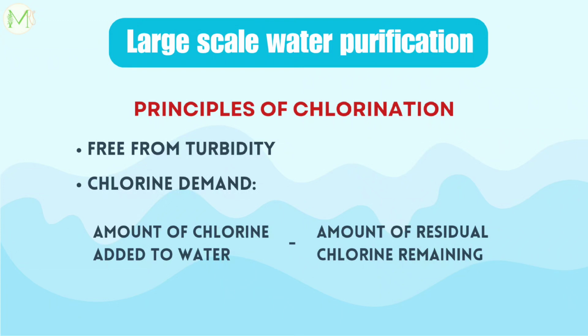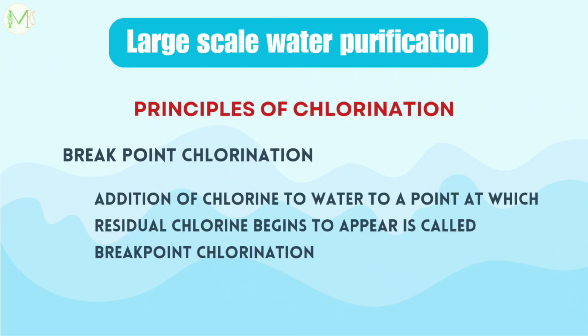The term chlorine demand refers to the difference between the amount of chlorine added to the water and the amount of residual chlorine remaining at the end of a specific period of contact at a given temperature and pH of the water. Breakpoint chlorination: the addition of chlorine to a point at which the chlorine demand of the water is met is called the breakpoint. If further chlorine is added beyond the breakpoint, free chlorine begins to appear in the water.